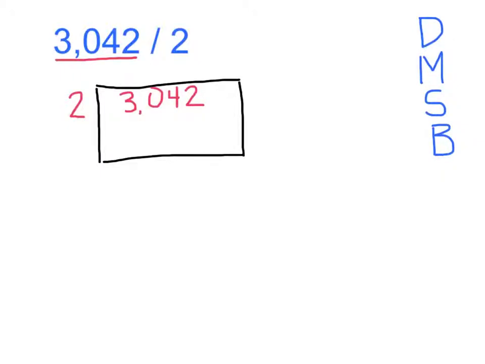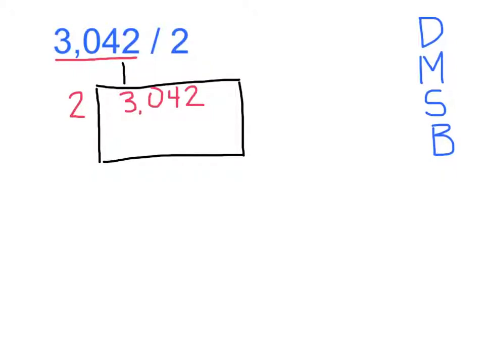The first step of the division algorithm states that we are going to divide 2 into 3. 2 can go into 3, but only one time. So we're going to put a 1 on top of the 3. Now remember, in this model, every single number that is on the inside of the box has to have a buddy on the outside of the box.